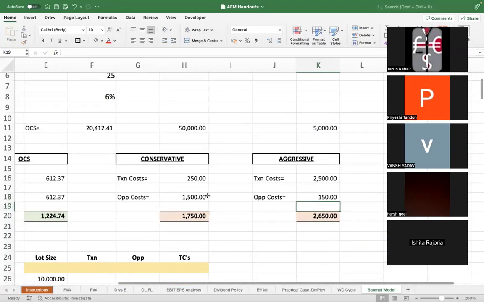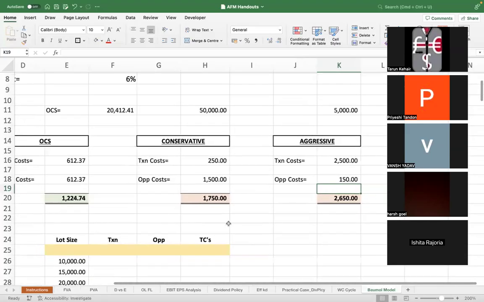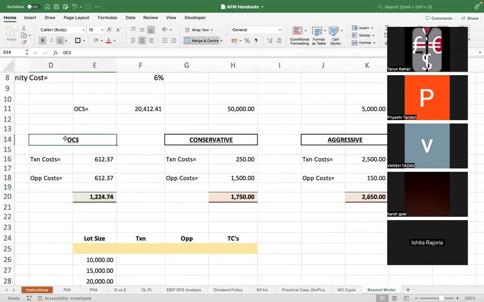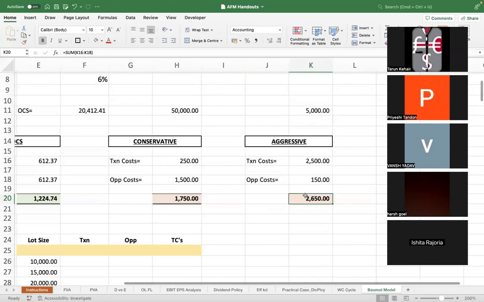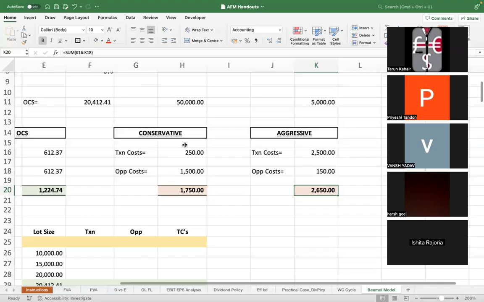So here you see that the transaction cost went up, but because of a lower cash balance at any point in time, your opportunity cost will come down. So you see, if we follow OCS, the optimal cash size as per the Baumol model, I am having a cost of about 1225. If we follow conservative, I am having a higher cost of 1750, and if I follow aggressive, I am having an even higher cost of 2650, isn't it? So where do you see the lowest cost?